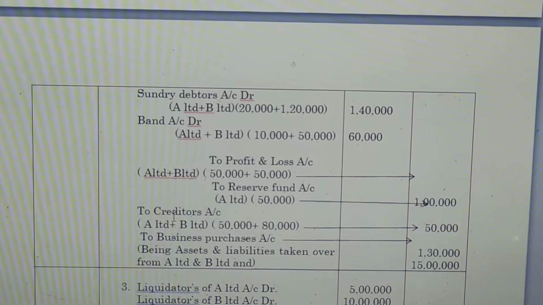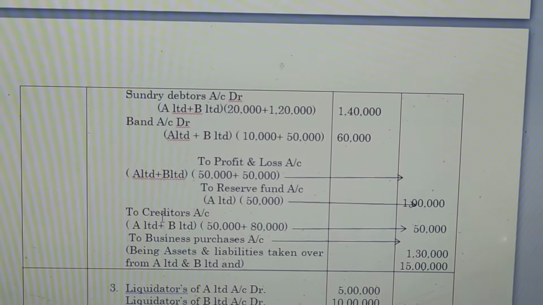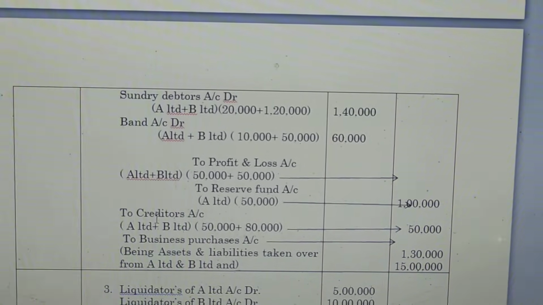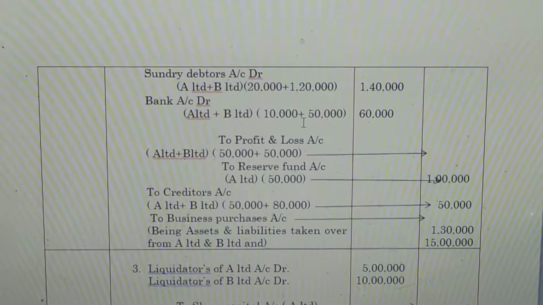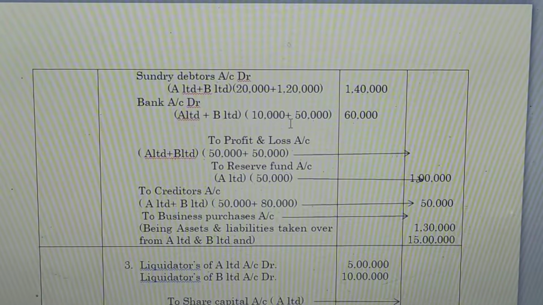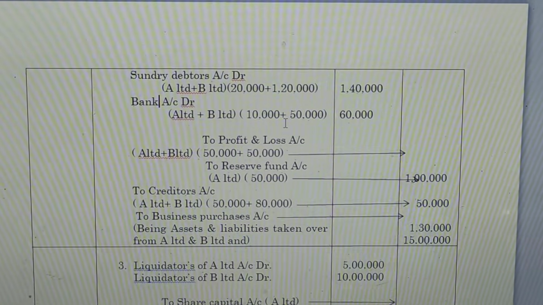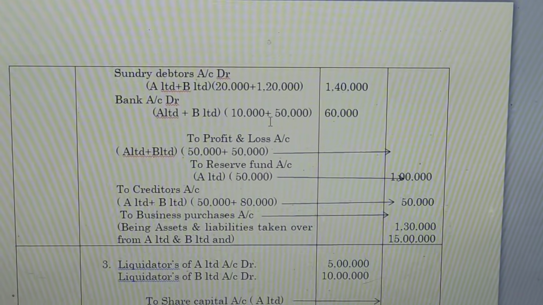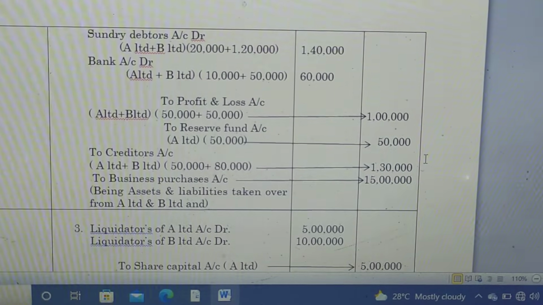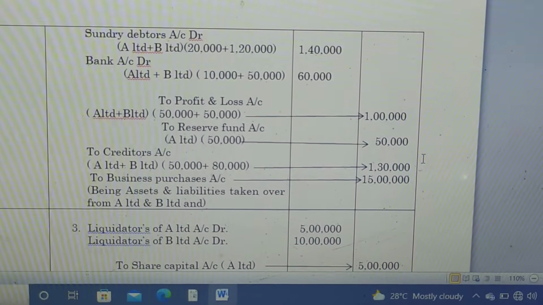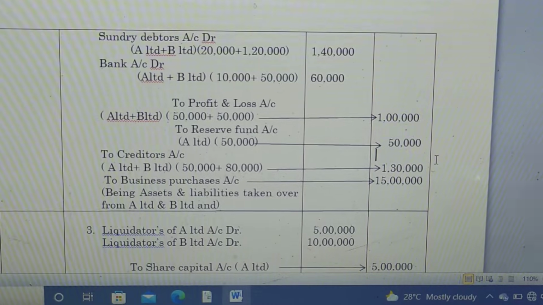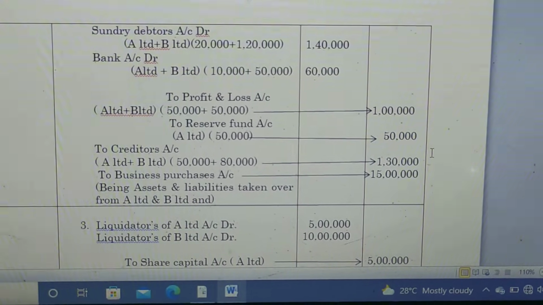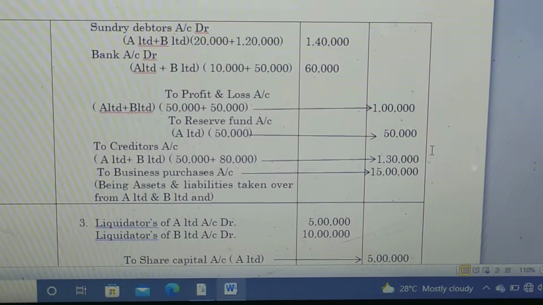And sundry debtors account debit for both companies, the total amount is 1,40,000. And bank account debit for both companies, the total amount is 60,000, which we mention on the debit side. And on the credit side, to profit and loss account for both companies, the total amount is 1 lakh. And to reserve fund account credit, the amount is rupees 50,000 for A Limited. And to creditors for both companies A Limited and B Limited, the total amount is 1,30,000, which we mention on the credit side.